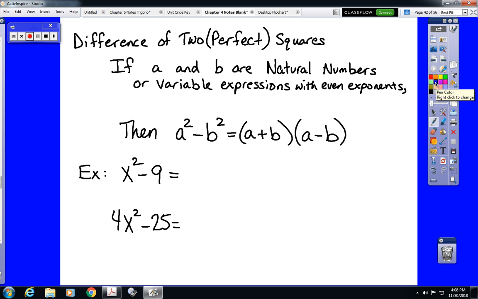Okay? X squared is a perfect square because the square root of x squared is x. 9 is a perfect square because the square root of 9 is an exact value, 3. Notice it is subtraction. That makes it a difference of two perfect squares. That means that this expression will factor into the square root of the first term, which was x, plus or minus the square root of the second term, which was 3.